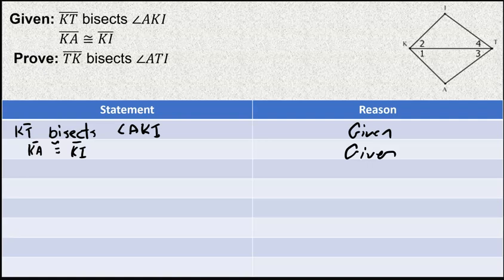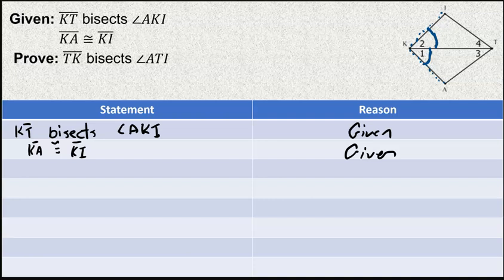Okay, so in this example I saved you the joy of watching me write out the given. And the first thing I notice is that KT bisects angle AKI. Angle AKI is here. Now, that angle is being cut in half by KT, so that means this angle and this angle are congruent.